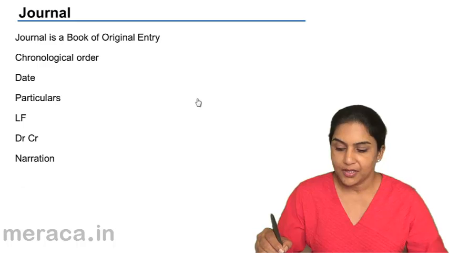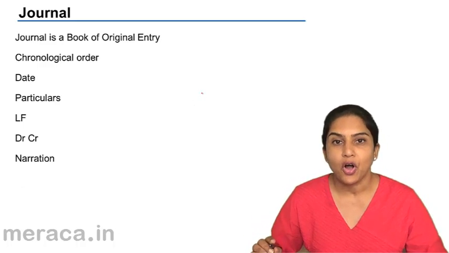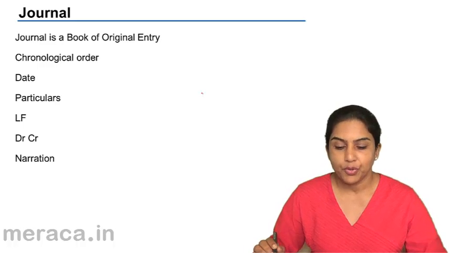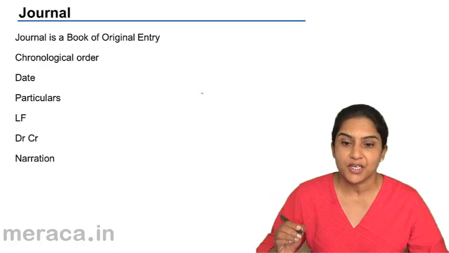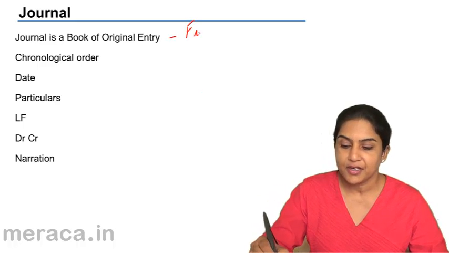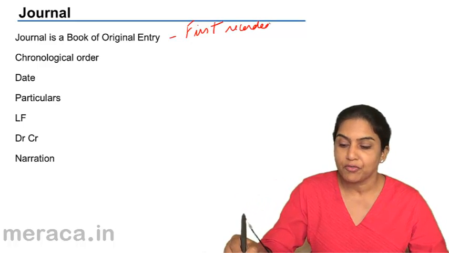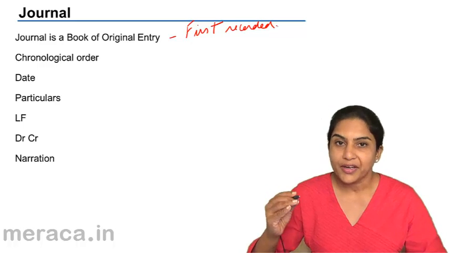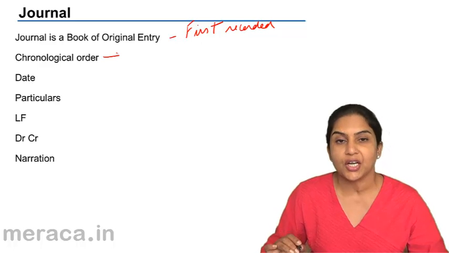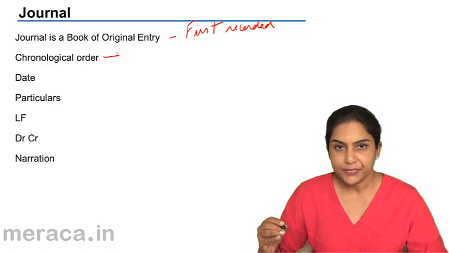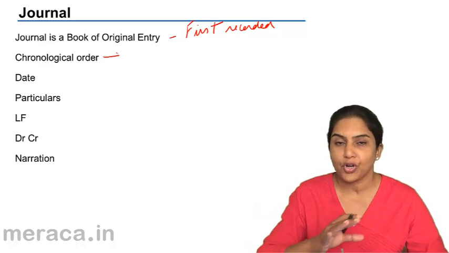What is a journal? A book, like I said, a book of original entry. Why is it called a book of original entry? Because all transactions are first recorded in the journal. Book of original entry. How are they recorded? All business transactions are recorded in a chronological order, date-wise. Today's transactions, then tomorrow's, then day after's, and so on and so forth. Chronological order.